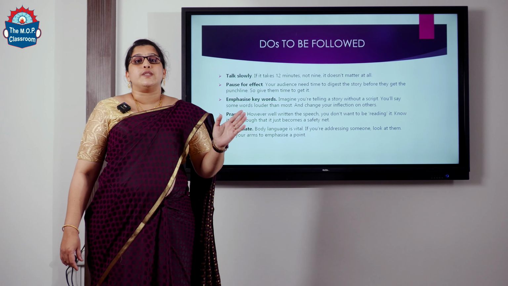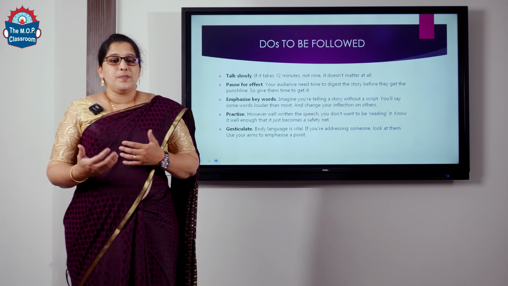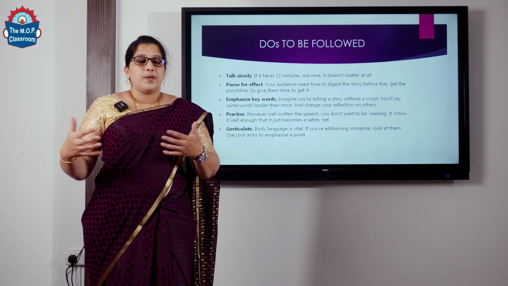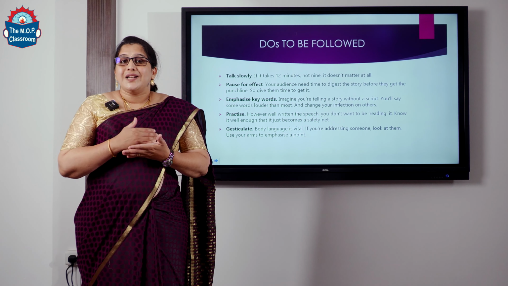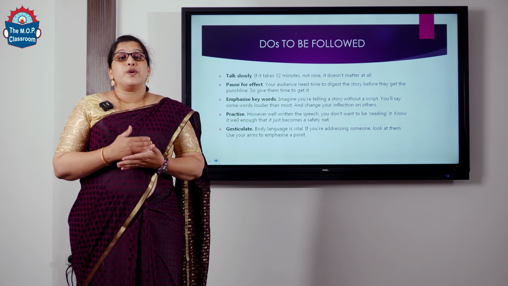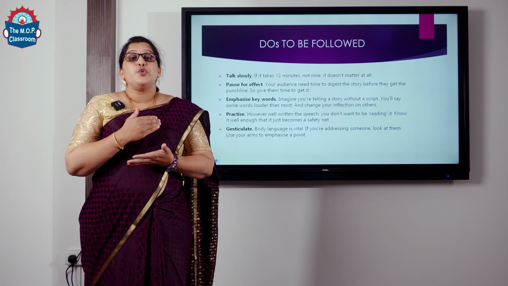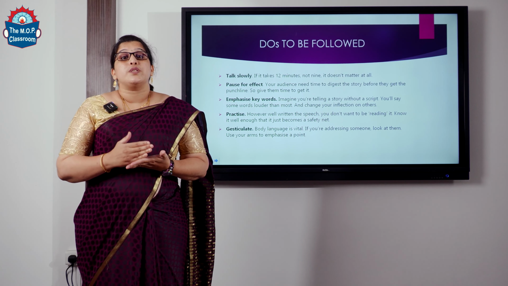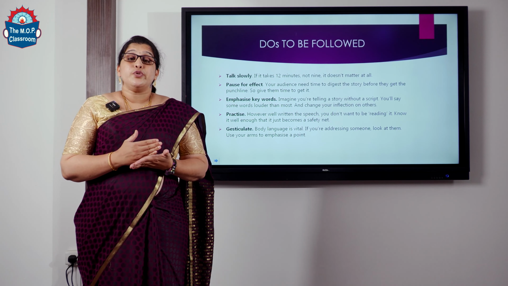Talk slowly. In some cases when people are asked to speak, they just want to go onto the stage and then blah, blah, blah. They do everything and they just want to get it done with. But that is not the case when it comes to a speech, because your main purpose is to convince the audience. So you need to pace your words correctly, give proper pauses in the right places for them to understand and digest what you're trying to say.